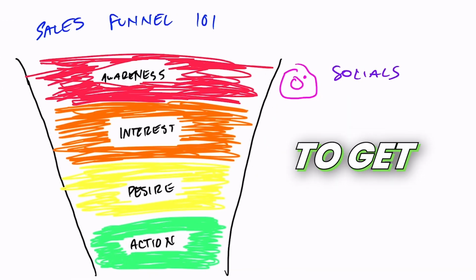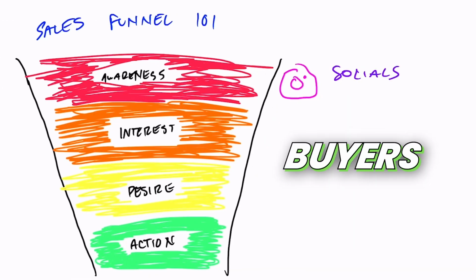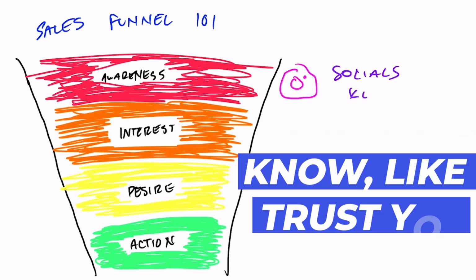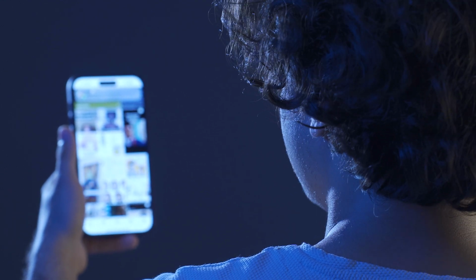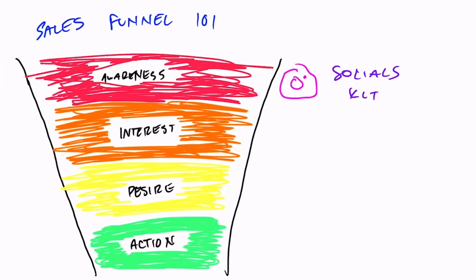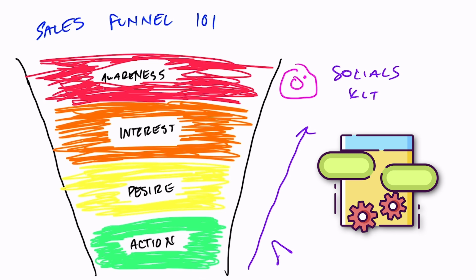Now, in order to get them to take action and become buyers, they're going to have to know you, like you, and trust you a little bit more. So you're going to need them to become interested and take actions on those desires. And this can all be done with automation.